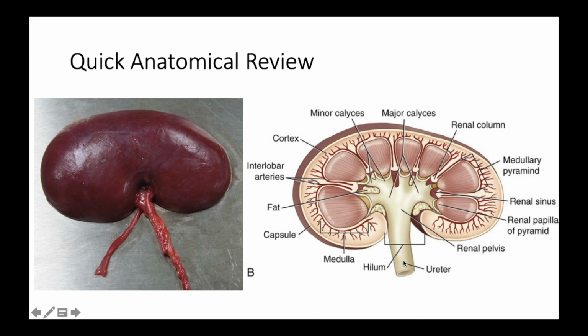The hilus, or the hilum, whichever you choose to call it, is the indent of the kidney, and that's where the lymphatic vessels enter, the renal artery enters, and the renal vein.